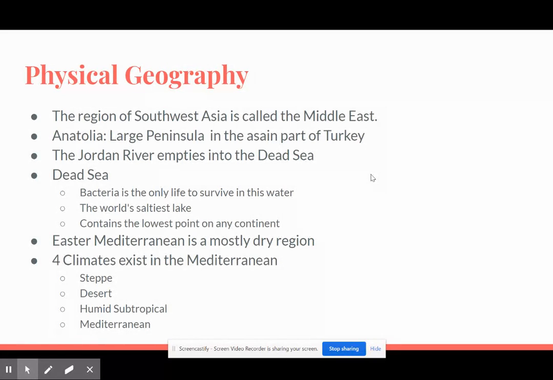The Eastern Mediterranean is a mostly dry region. Last semester, if you were here, we talked about different types of climates. So here are the 4 climates that exist in the Mediterranean region. There's the steppe climate, the desert climate, the humid subtropical climate, and the Mediterranean. Who would have thought that the Mediterranean climate would be taking place in the Mediterranean? That's crazy. Most of these climates are pretty dry altogether, but some of them allow for a small amount of precipitation.